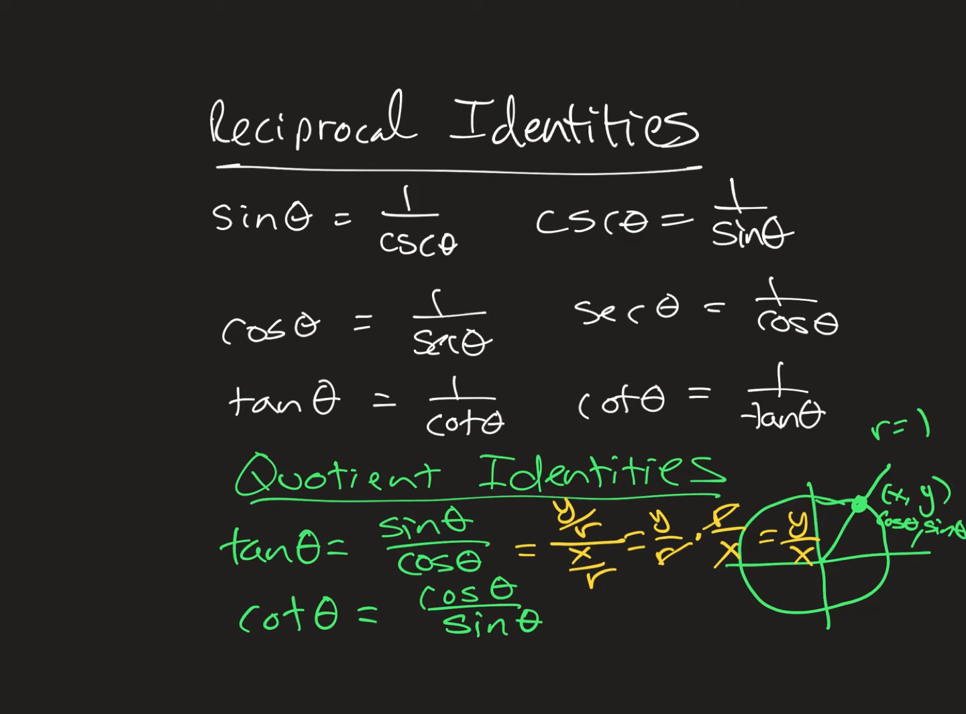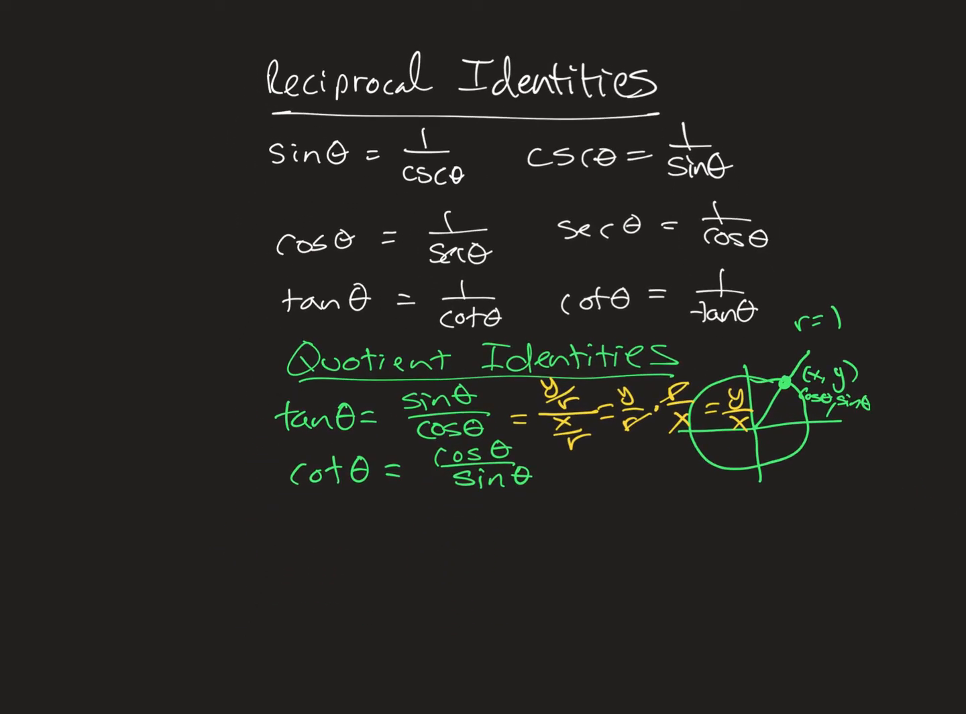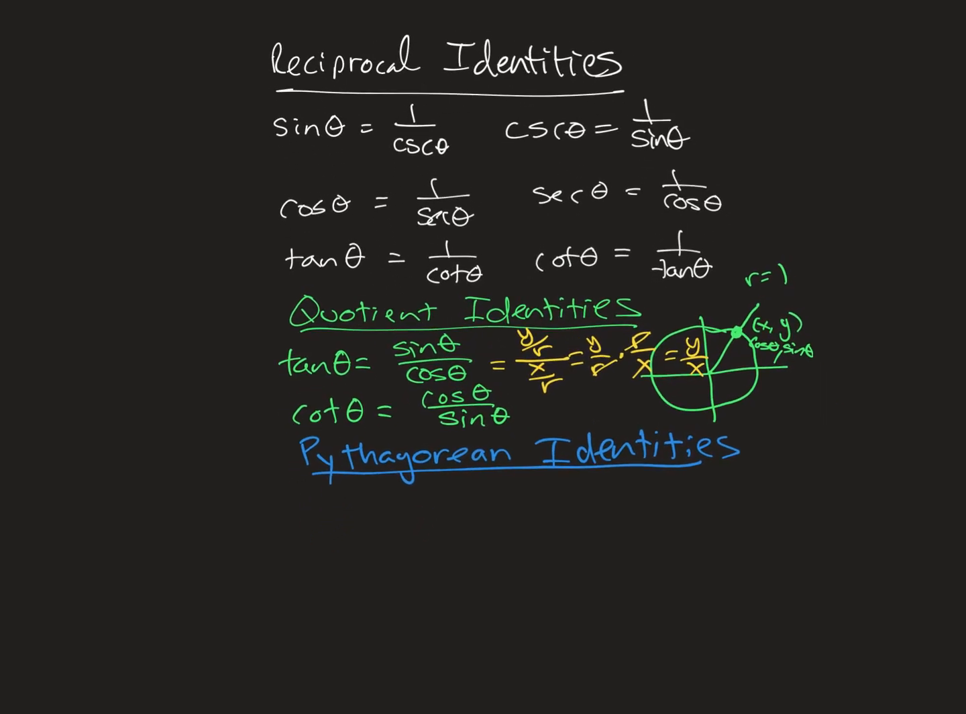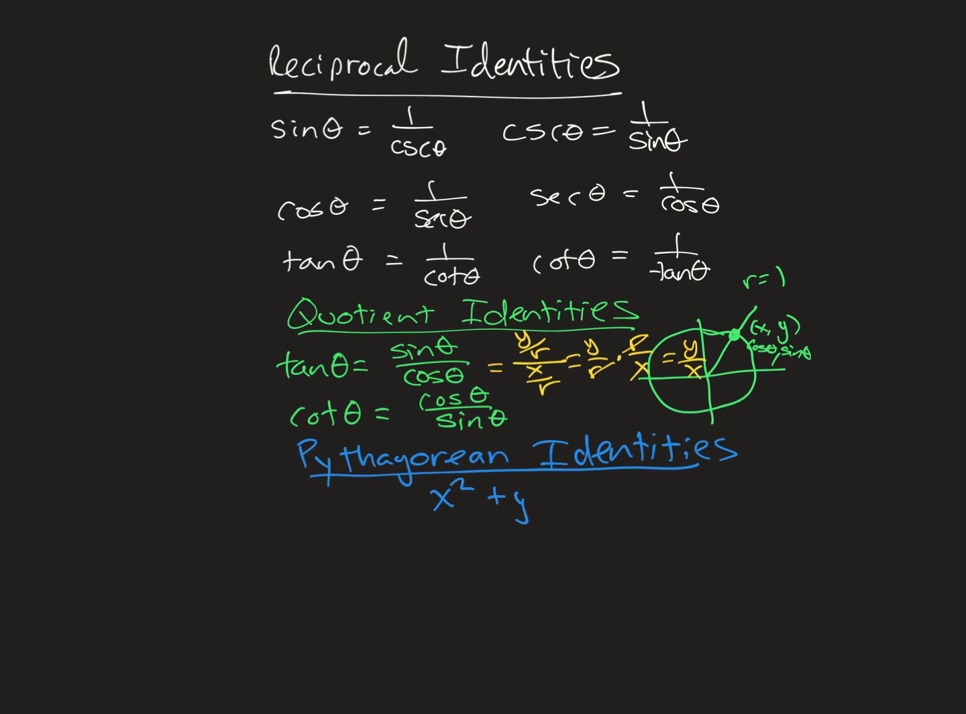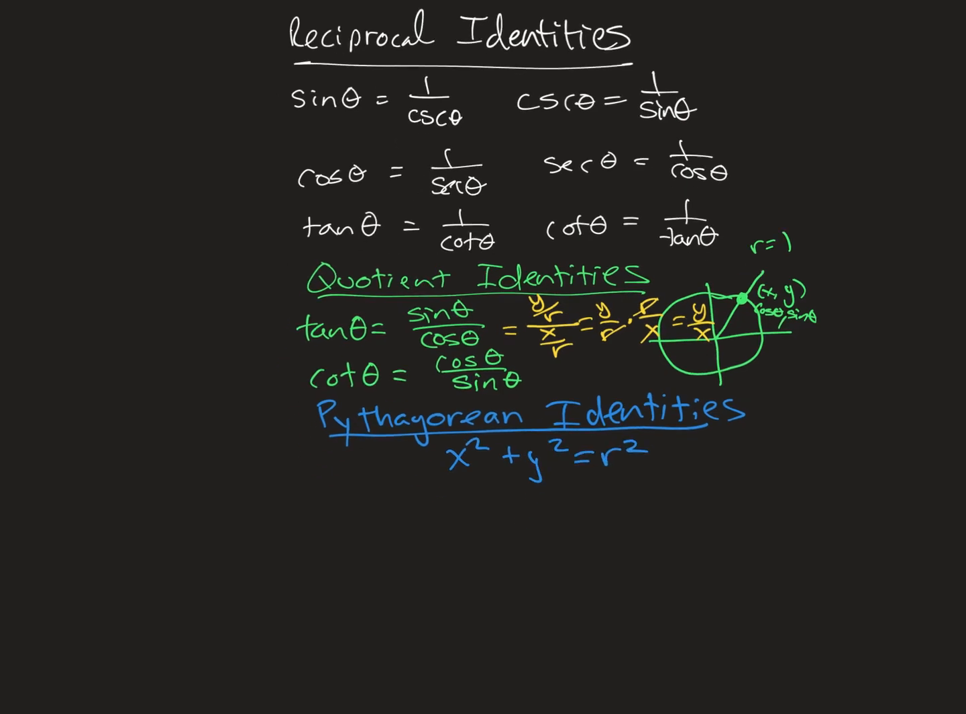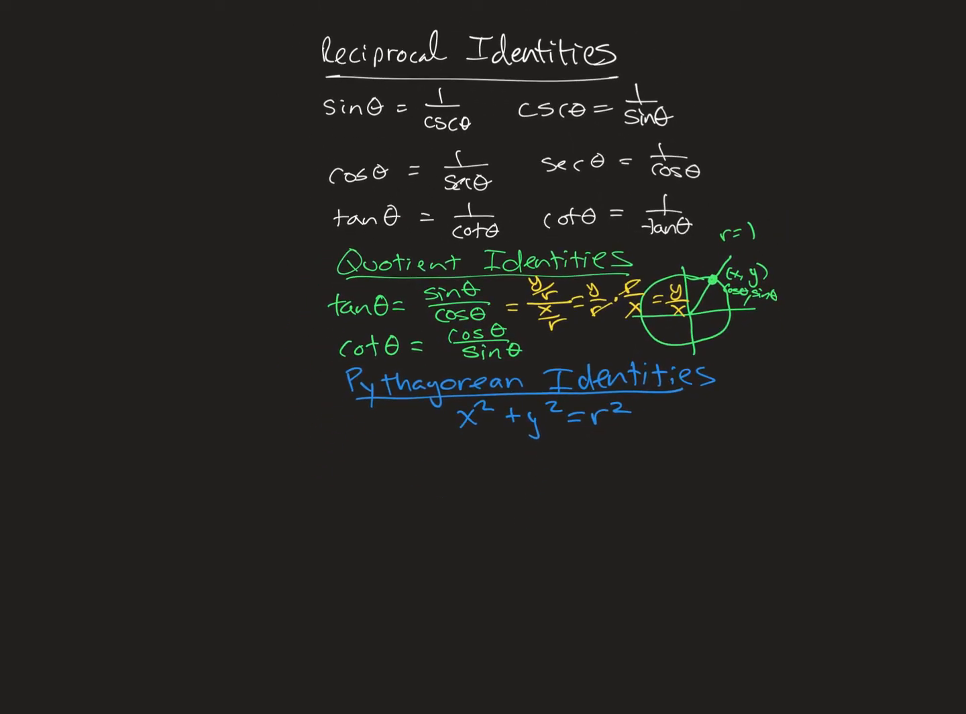And the last grouping here is the Pythagorean identities. So the Pythagorean identities. And all of these can be derived from the relationship between x, y, and r. We know that Pythagorean relationship is x squared plus y squared equals r squared. So to get the three Pythagorean identities, for each one, we're dividing by one of the terms.